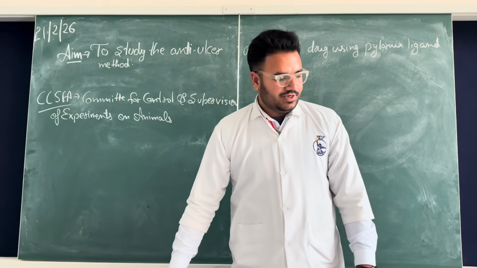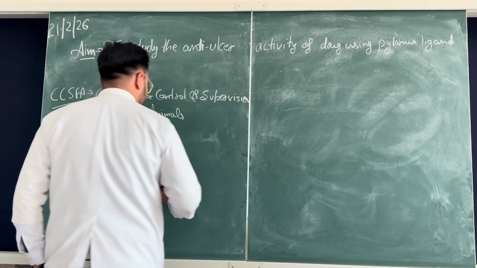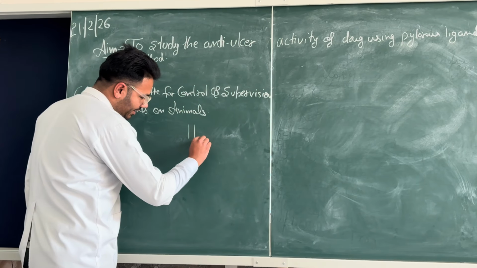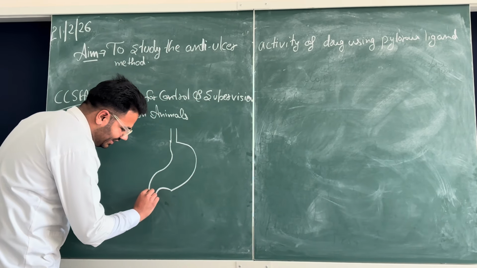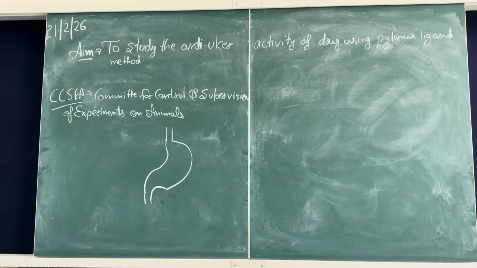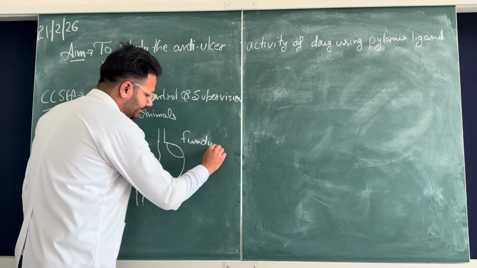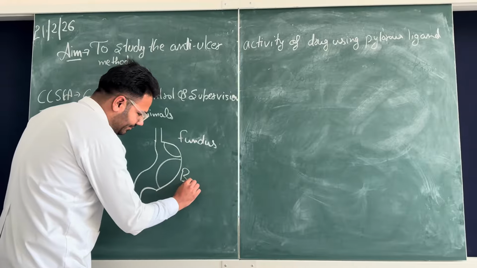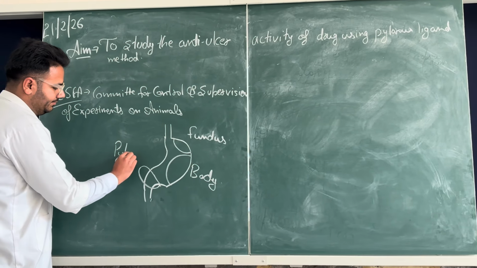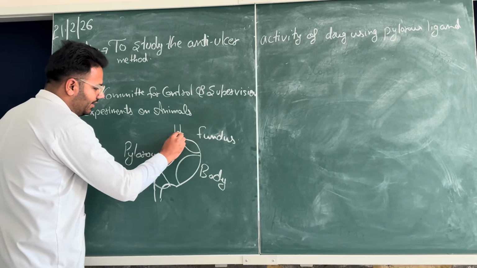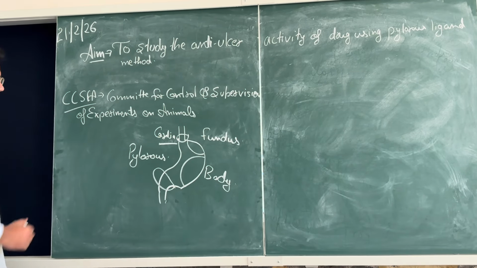So now I will demonstrate what the different parts of the stomach are. During anatomy and physiology, we have clearly seen that our stomach is a J-shaped structure. In this, there are three main parts. This part is known as the fundus. And this part is the body. And this part is the pylorus. And this part is the cardiac. So this is the basic anatomy of the stomach.